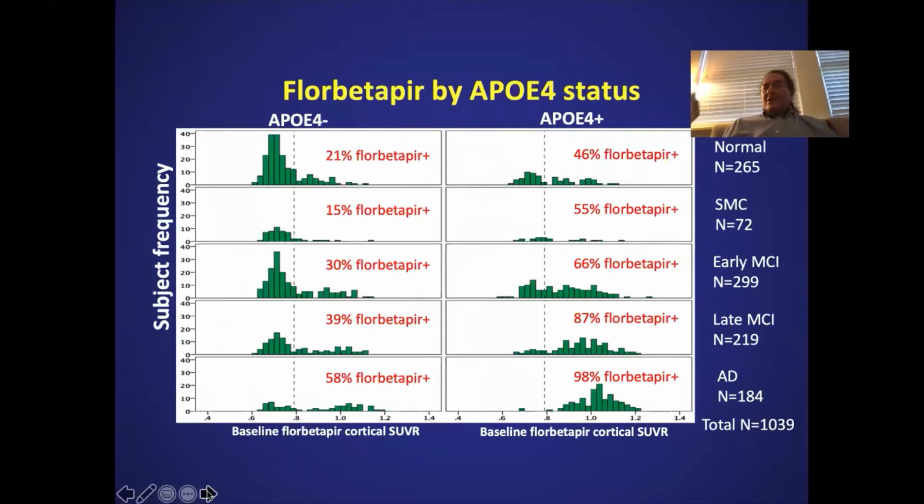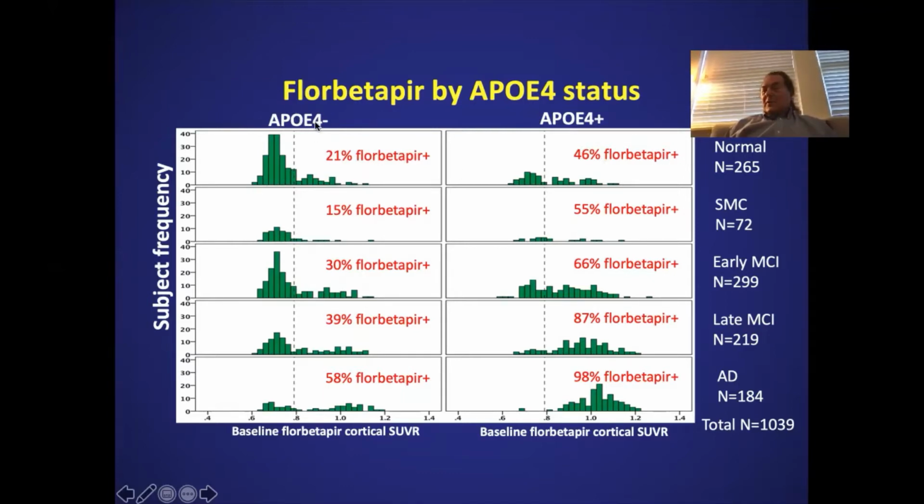But this next slide shows the effects of the ApoE status of people. ApoE status has a big influence on amyloid positivity and probably is a major determinant of why ApoE is associated with more Alzheimer's dementia, okay? If you look at normal people who are ApoE4 positive, almost half of them are amyloid positive and half of them are amyloid negative. But if you take a normal person who's ApoE4 negative, only 21% of them are positive. So it's better not to be ApoE4 positive.